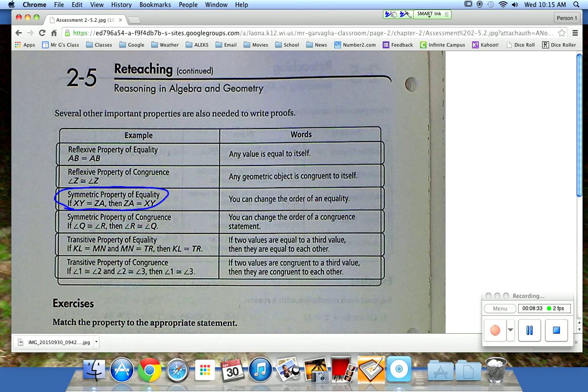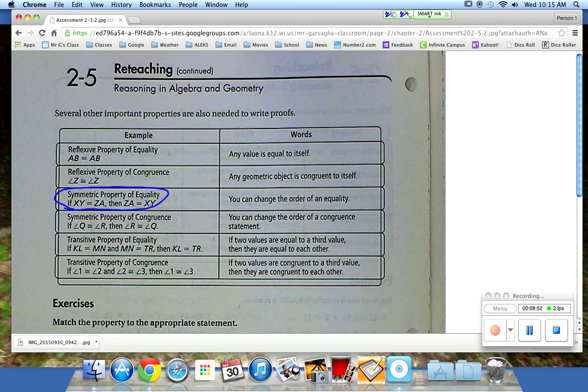So symmetric property means that when one is equal to the other, you can switch it around to say the other is equal to the first one.